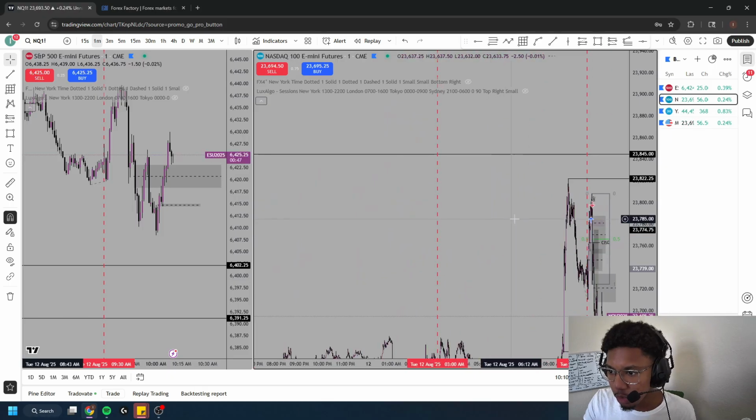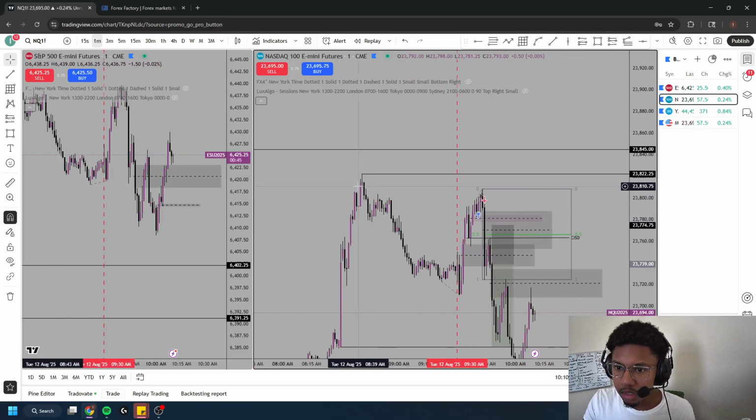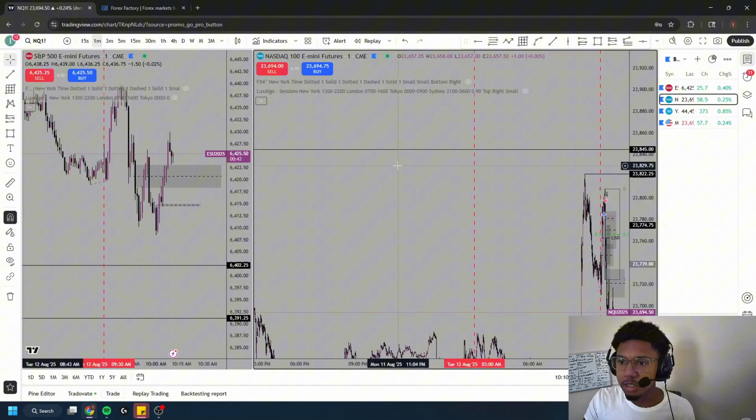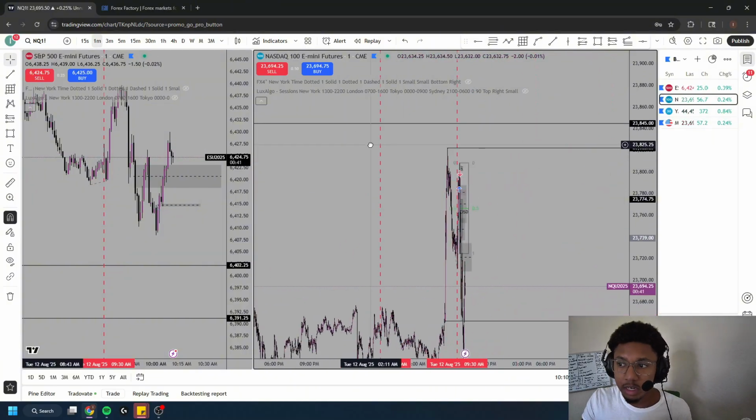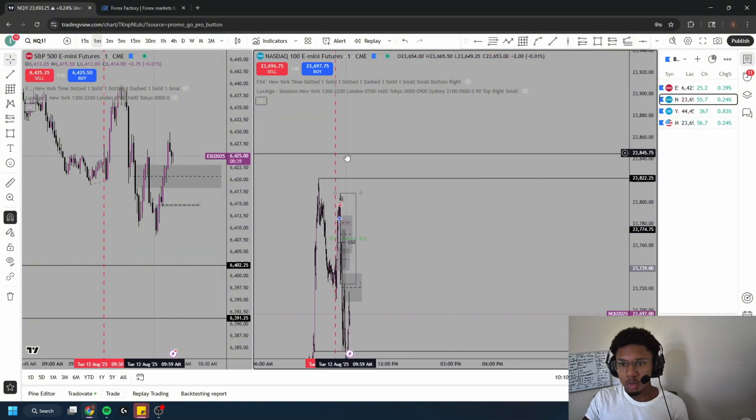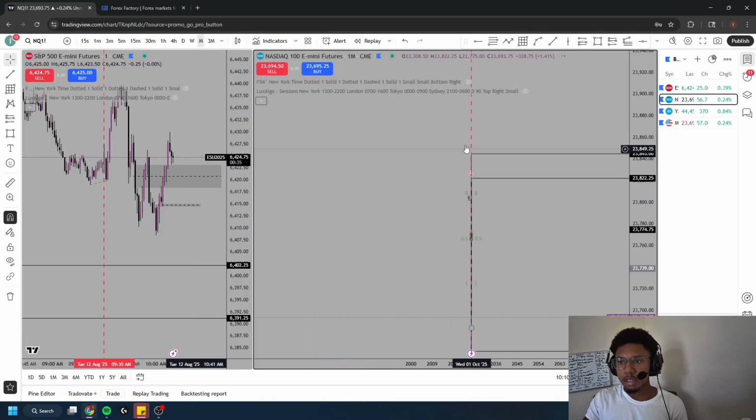But to be honest, the only really good draw on liquidity would just be these 4-hour highs. This is not even 4-hour high. These are literally monthly highs, weekly highs, and daily highs. So this is all-time highs right here, right?